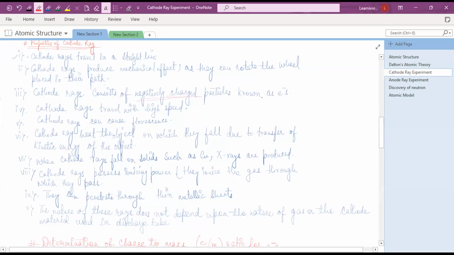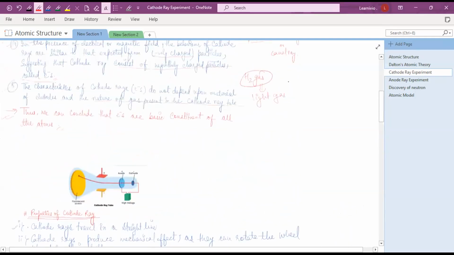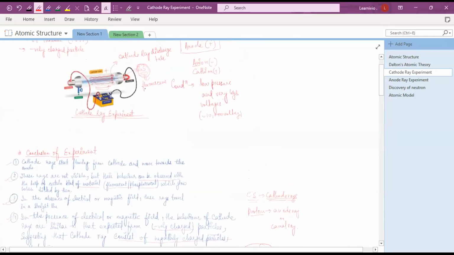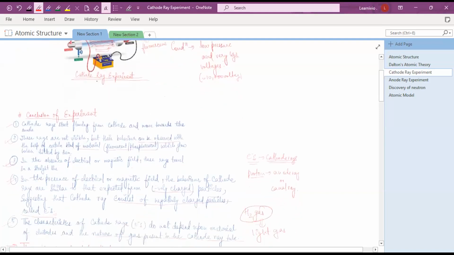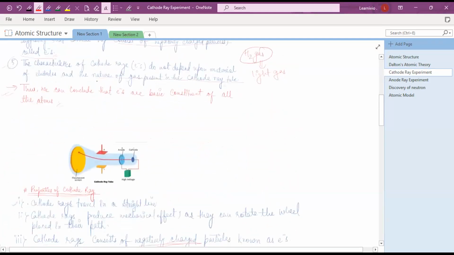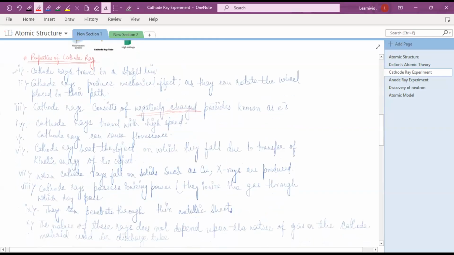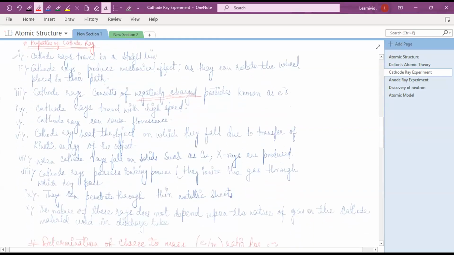Third was that cathode ray consists of negatively charged particles known as electrons. Why negatively charged particles? Because you can see that the rays coming from the cathode are going towards the anode side, and we know that anode is positively charged, right? So that's why the cathode ray is negatively charged particles. Cathode ray is comprised of negatively charged particles, which are known as electrons.